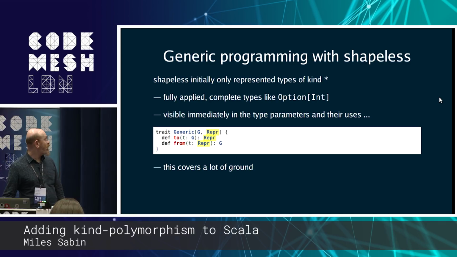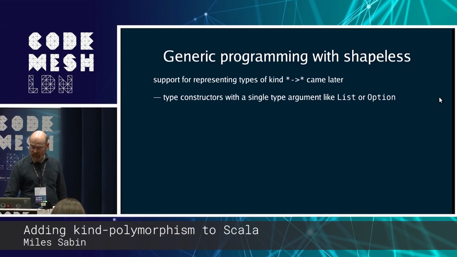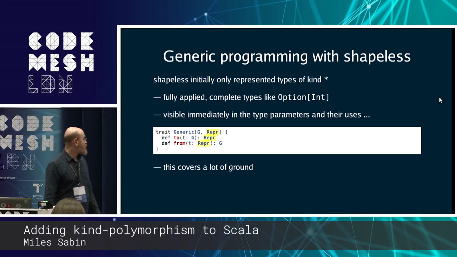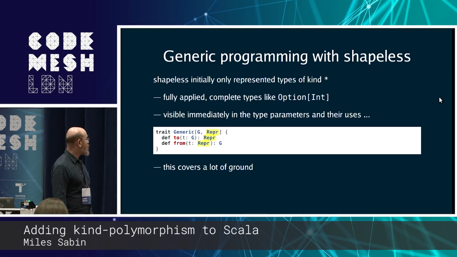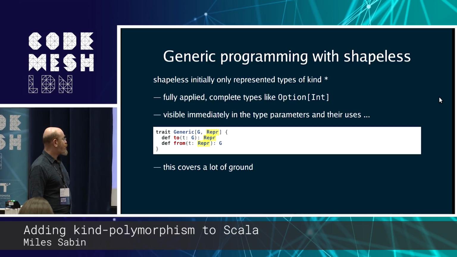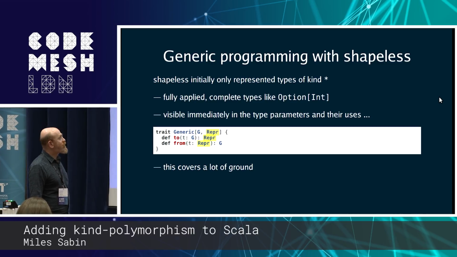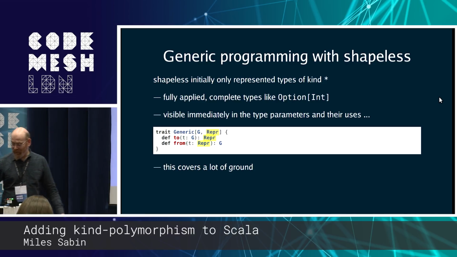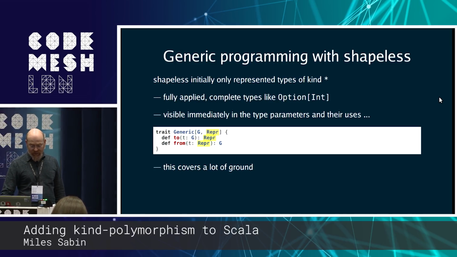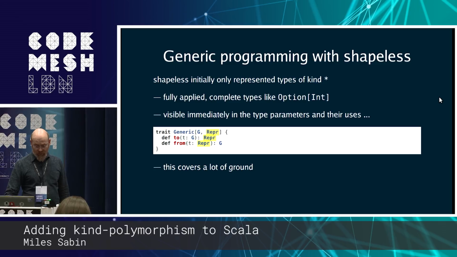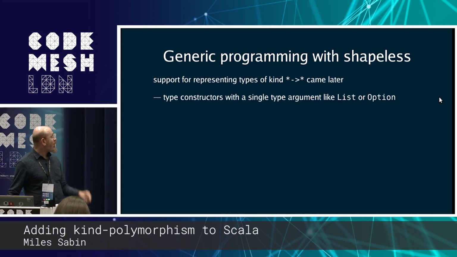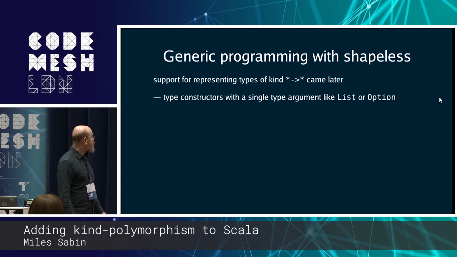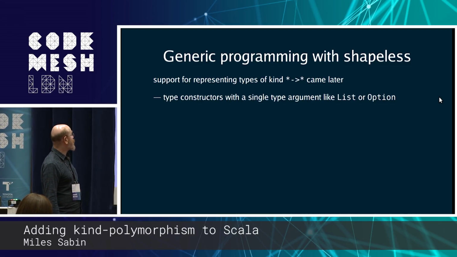It does an awful lot of work, Generic for types of kind star. A lot of the standard cases for generic usage, particularly things like type class derivation for type classes which are indexed by types of kind star. So lots of codecs and simple type classes, Show, Eq, that kind of thing. And it does cover a lot of ground, and it's very useful. However, it's not everything. There are lots of interesting type classes which are indexed by types of kind star arrow star.